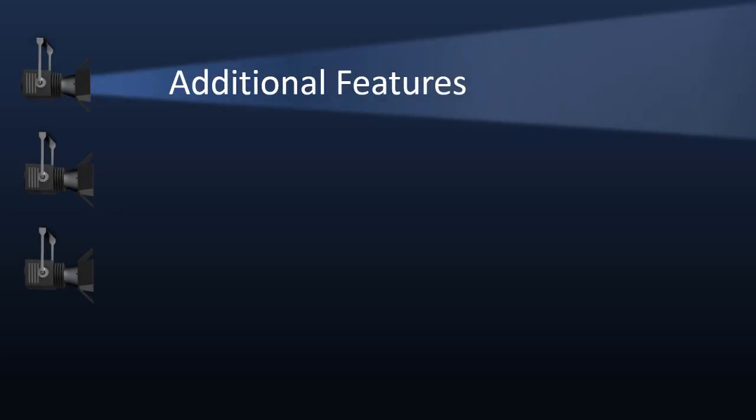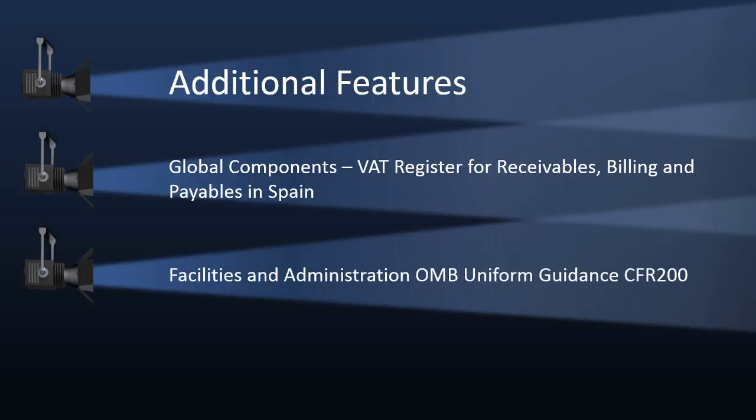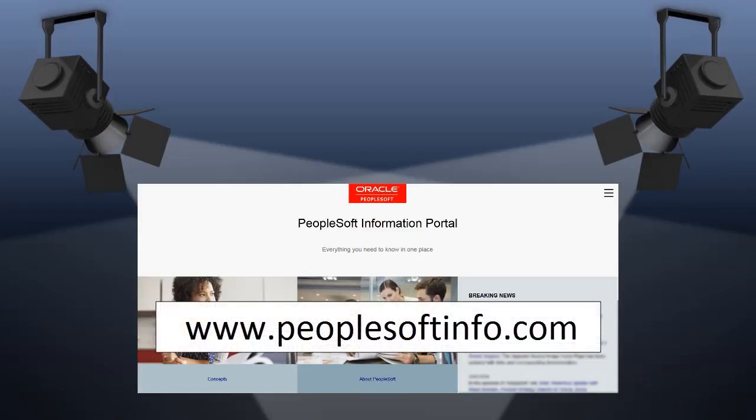The following features have also been added to Image 24. Global Components, VAT Register for receivables, billing, and payables in Spain, and Facilities and Administration OMB Uniform Guidance CFR 200. We've only shown you the highlights of the features in this PeopleSoft Update Image. For more information about these features and the other enhancements, see the CFO tool, the Update Image overview on My Oracle Support, and go to the PeopleSoft Information Portal for updates.